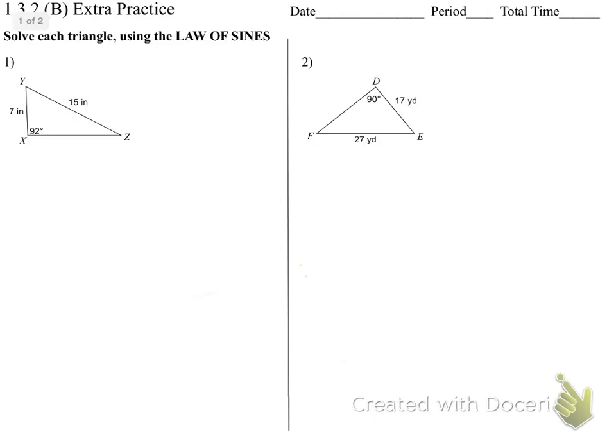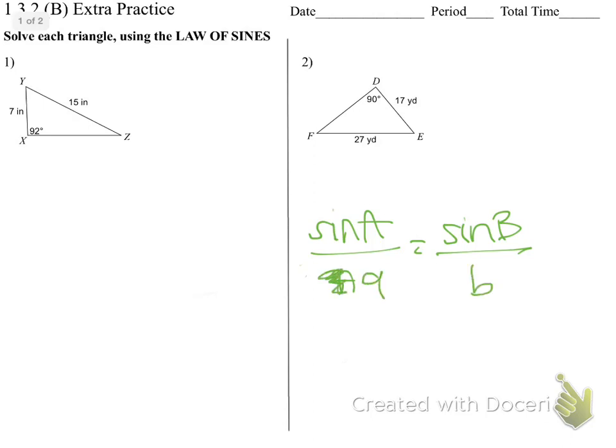So if you think about it, we have sine A over side A equals sine B over side B, right? These are lowercase. Now, of course, there's also one more, but we only use two at a time. And we could call either angle A and B. So let's just consider this situation.